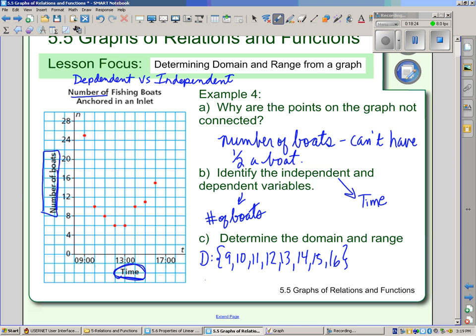Our range, the corresponding ones, we have 25. Helps if I read that correctly. A 10, 8, 6, 6 there again. 10 is there again. 11 and 15.